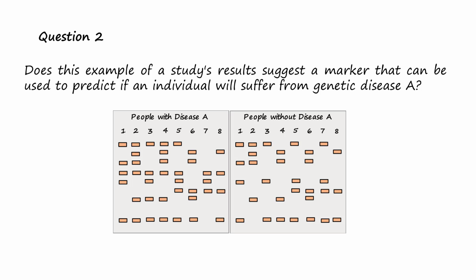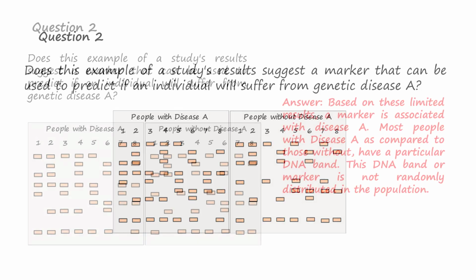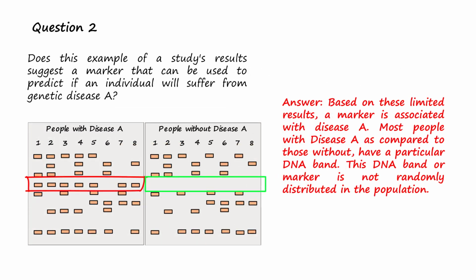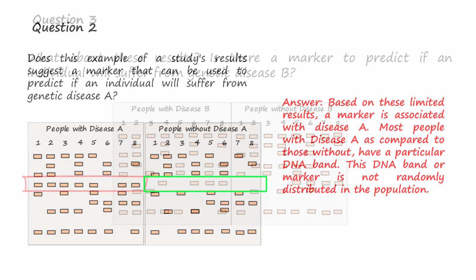Question 2. Does this example of a study's results suggest a marker that can be used to predict if an individual suffers from genetic disease A? Answer. Based on these limited results, a marker is associated with disease A. Most people with disease A, as compared to those without, have a particular DNA band. This DNA band or marker is not randomly distributed in the population.